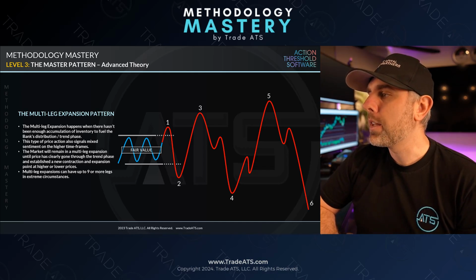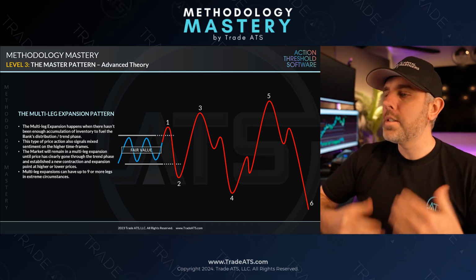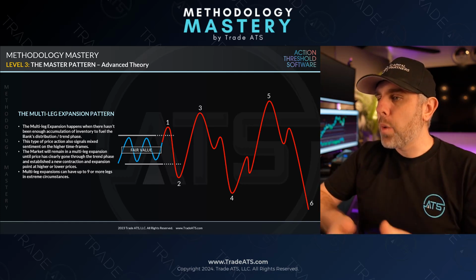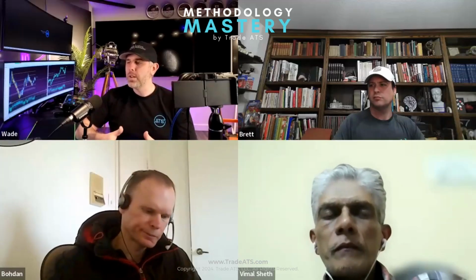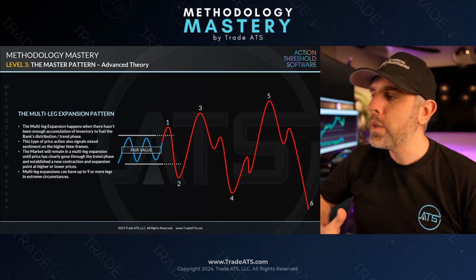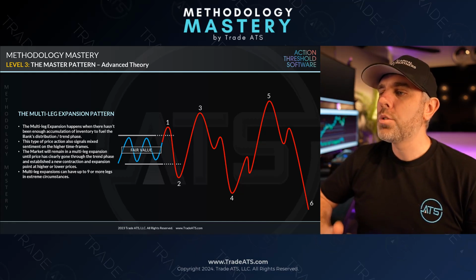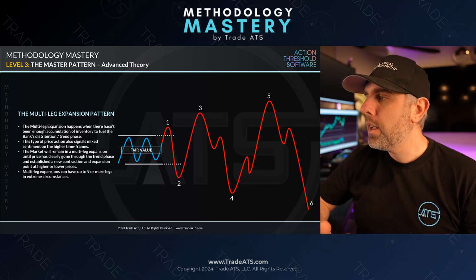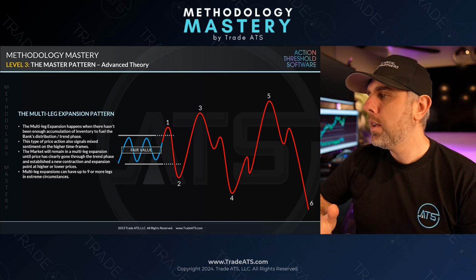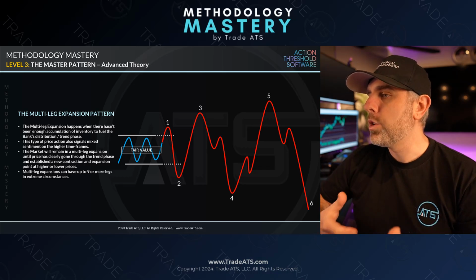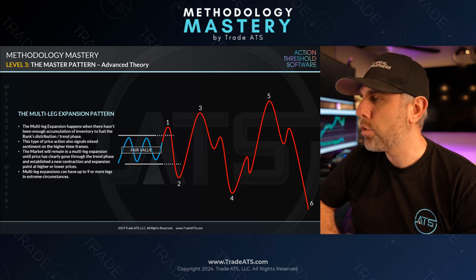So the multi-leg expansion is you're working these expansion legs in the directional bias. And if you understand the master pattern, that the multi-leg expansion, these sometimes we'll call them legs of manipulation, that's a characteristic of it, you understand how to play this pattern in a predictable way, and that will get you a safe entry into trend.